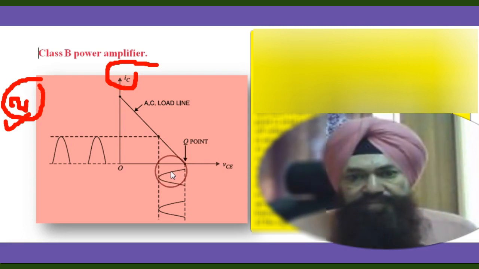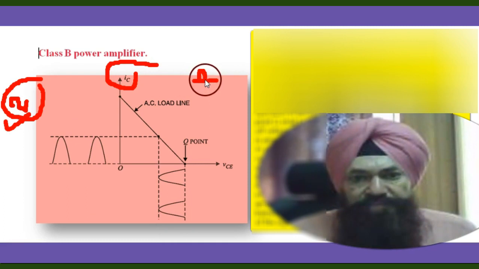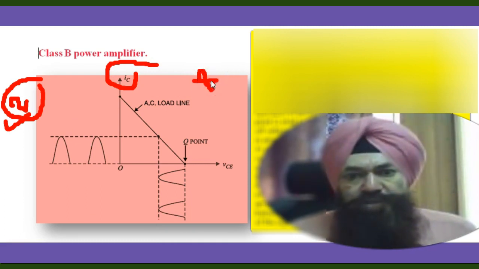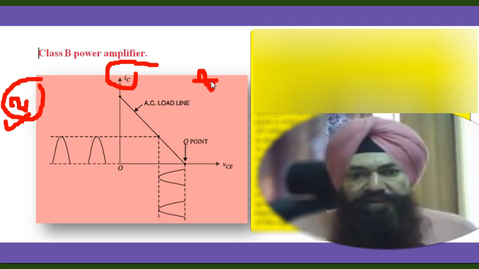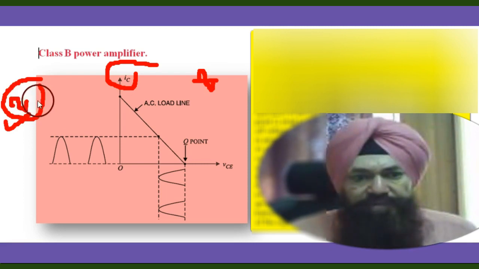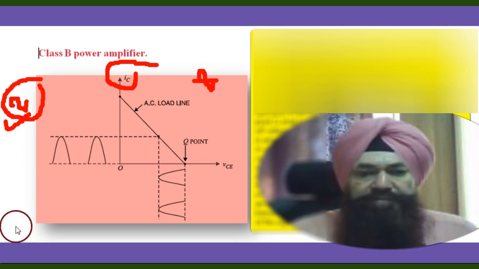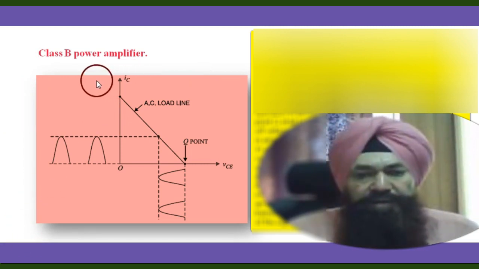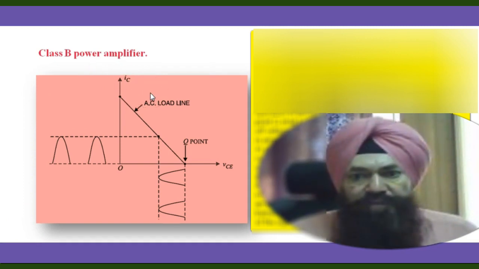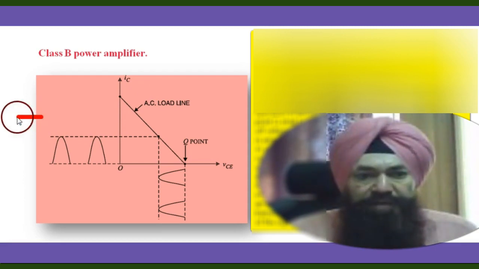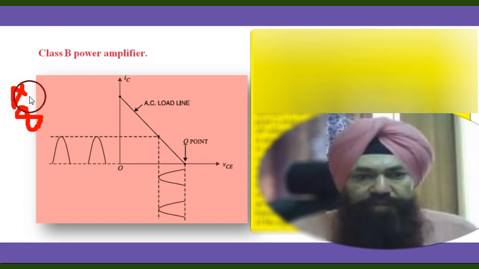Now what happens? During the positive half cycle of the signal, the input circuit is forward biased. So when the positive half comes, the transistor goes to the on state. Now in case of a class B amplifier, this is very important: the transistor bias is so adjusted that zero signal collector current is zero. That means when the signal is not applied to the transistor, the transistor remains in the off state.